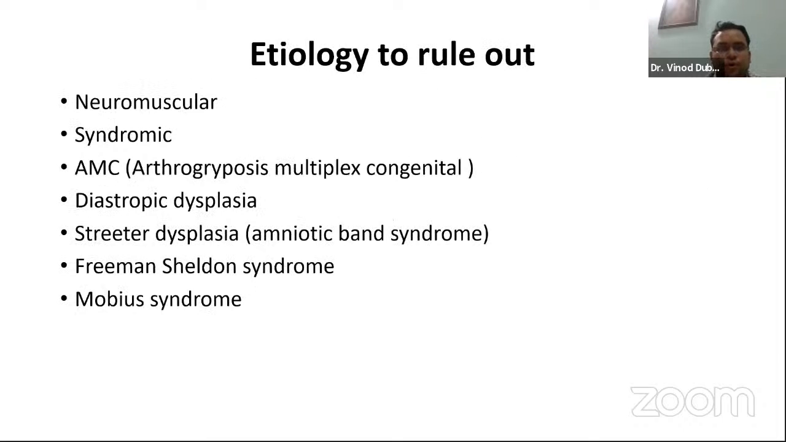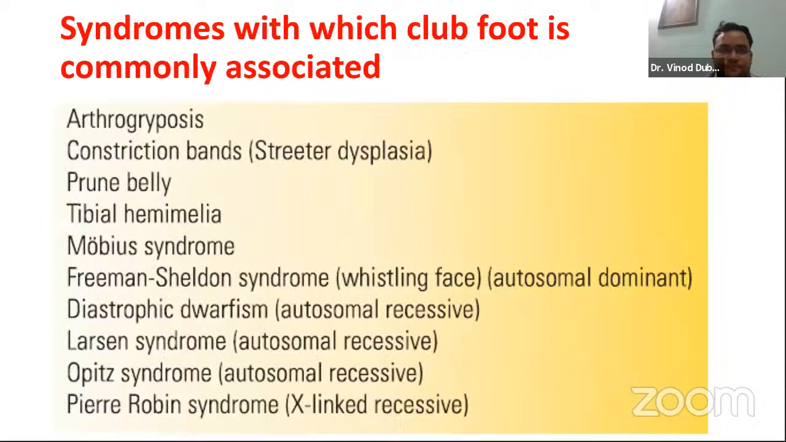So etiologies to rule out, as I said earlier, the most common is neuromuscular, like cerebral palsy, spina bifida, spine anomalies, syndromic children, then arthrogryposis multiplex congenita. This is very commonly missed in our country, and the most common cause for recurrence and untreated clubfoot in India is arthrogryposis multiplex congenita. And then a lot of other dysplasias like diastrophic, Streeter's dysplasia, Freeman-Sheldon and Mobius syndrome.